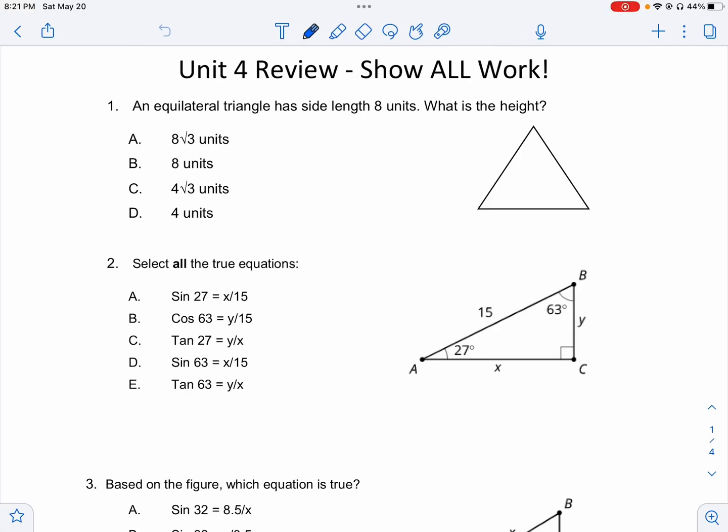Unit 4 Geometry test review. In this first question, the equilateral triangle has a side length of 8 units.